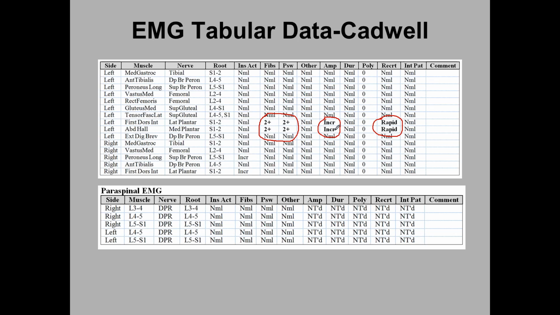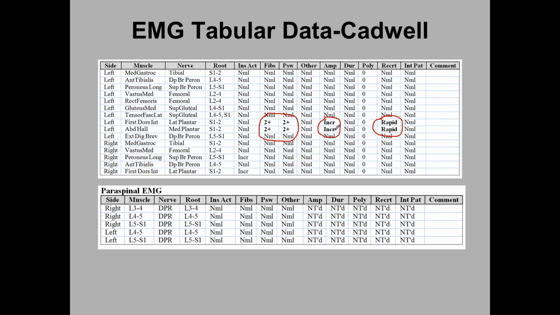How do nerves heal? Two ways. Muscles reinnervate by two different mechanisms. What are they? The regeneration or collateral sprouting. Yep.